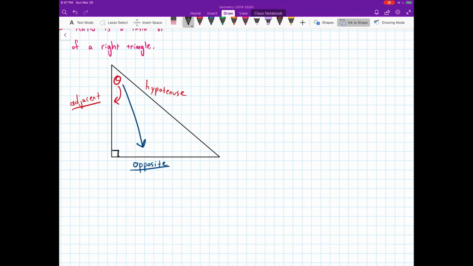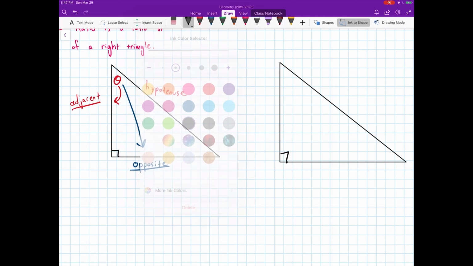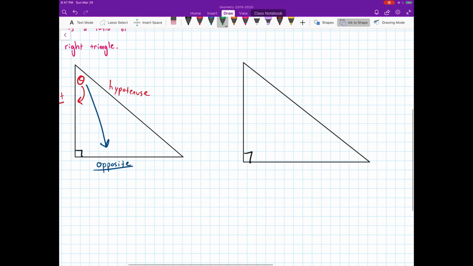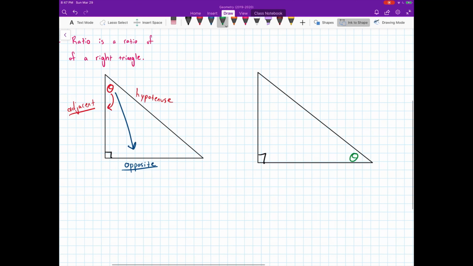So just to run through that very quickly again, here's another right triangle. And now I'm going to put my theta down here in the bottom, and you'll see the hypotenuse is still in the same place, but the adjacent is now down here because it is next to theta, and the opposite has moved over here because it is across the triangle from theta. All right, and that is the naming conventions.